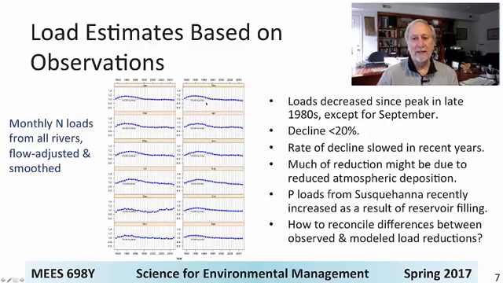And what we can see here is that the loads certainly overall in these rivers in the bay have decreased. This is for nitrogen from the rivers, except for the month of September. The decline is about 20%. If you reflect back to what the model is telling us, the model says we've achieved about a 30% reduction of nitrogen input. So one troubling issue here is this difference between what the models are suggesting and what the rivers are telling us.